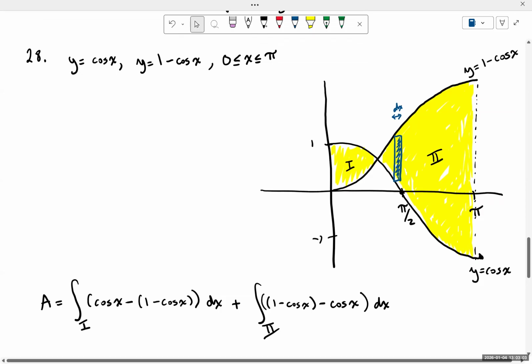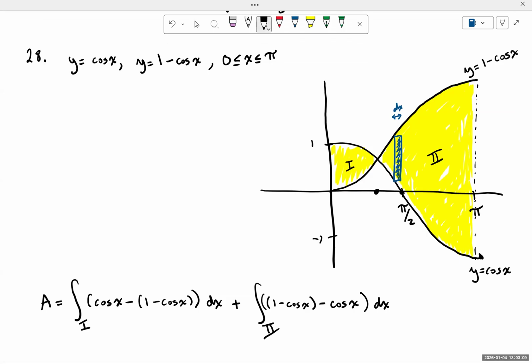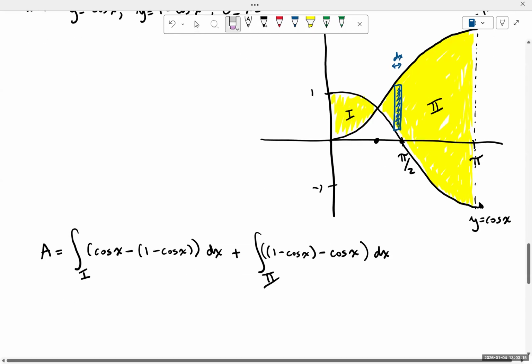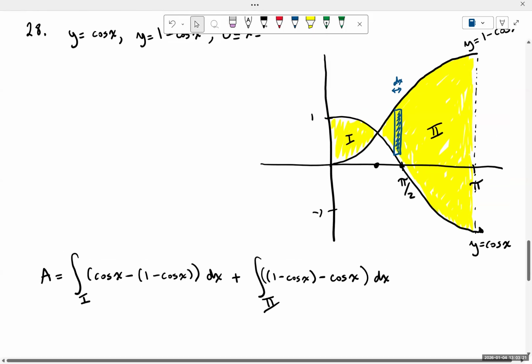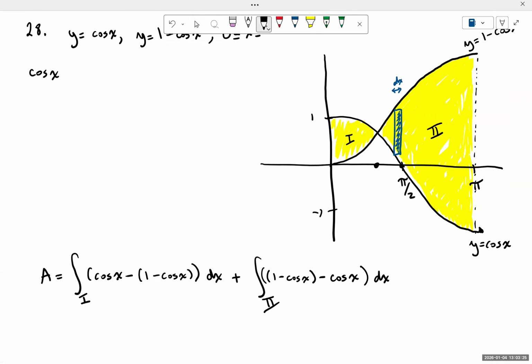Okay. So now I need to figure out, I know that this is 0 and I know that that's pi, but I don't know what that point is where they intersect. I have to figure out that point, because I need to change this 1 and 2 into the right limits. So in order to do that, we're going to have to solve for it. We're going to set the two things equal. Cosine x equals 1 minus cosine x.